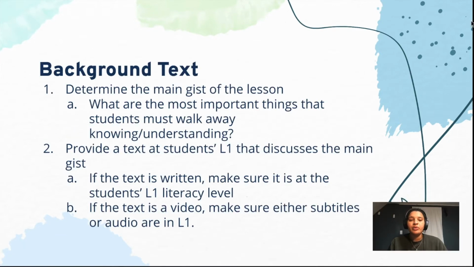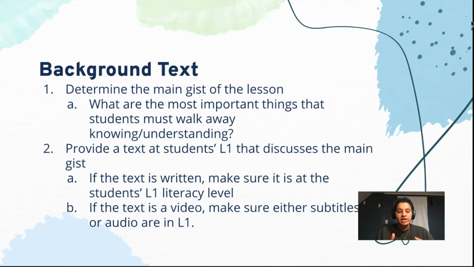When you're working with multilingual learners, you want to make sure that you activate their background knowledge before introducing a new topic. A way you can do that is by providing students with a background text. And when I say text, I mean any type of reading, any type of video, pictures, or some sort of audio that really gives students some of the information that they're going to need to push their learning forward and learn the main point of the next lesson.